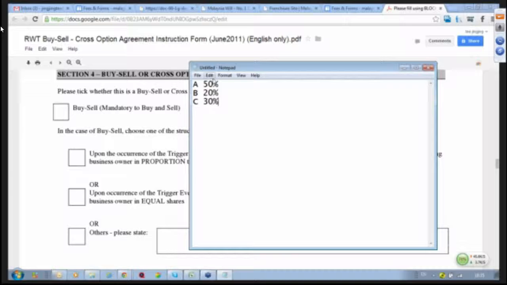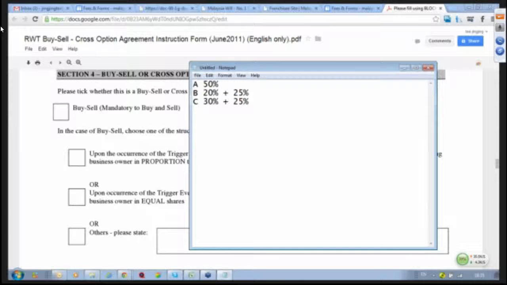Okay, so the equal means if let's say A passes away, B and C will each buy 25%. In other words, they'll buy 50-50 from A. So this is equal.